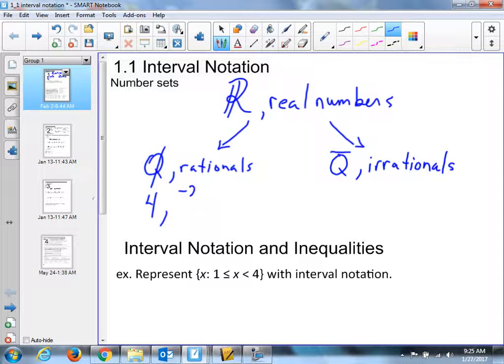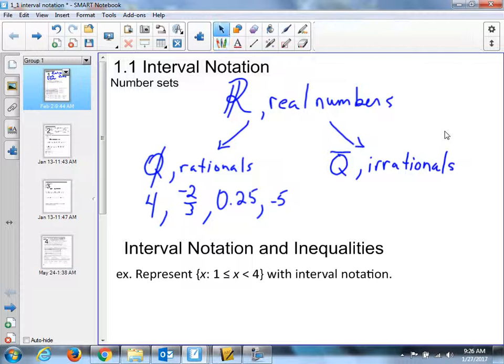So is negative 2/3. So is 0.25. Negative 5, like basically all of those numbers could be put into fractions. That's the set of rational numbers. What are irrational numbers? They're numbers that can't be put into fractions.